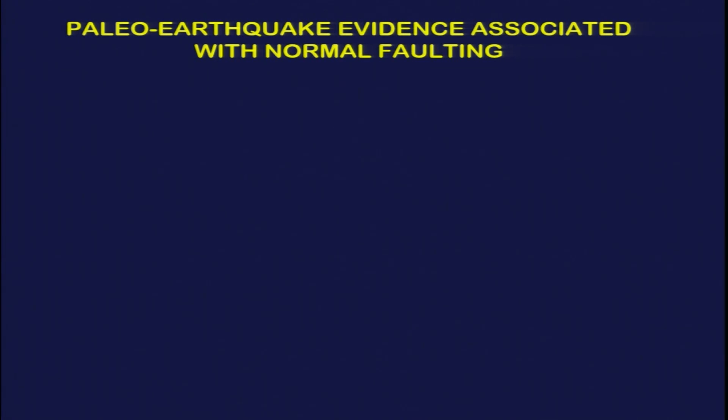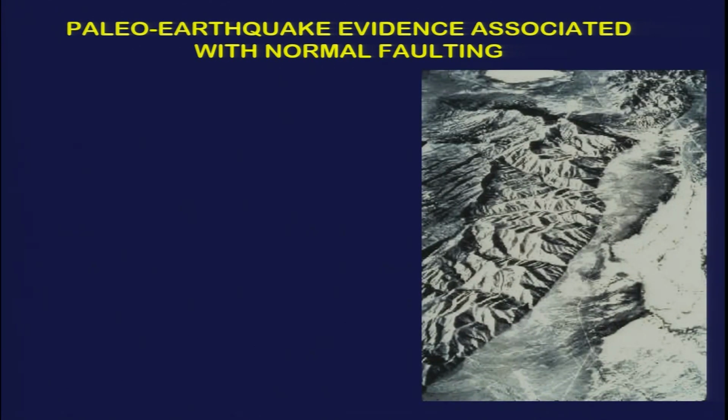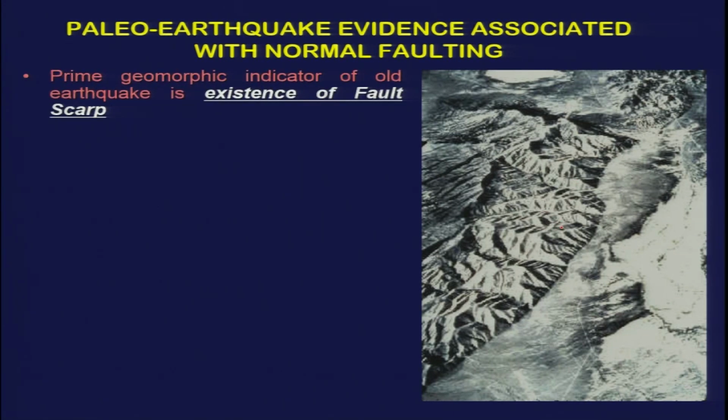Then paleo-earthquake evidence associated with normal faults. On the regional scale you can see a very sharp boundary between the plain areas and the hills or the mountains, which marks the normal faulting environment. The prime geomorphic indicator of an old earthquake is the existence of fault scarps. This we usually consider for all environments. Okay. So for any indicator of a paleo-earthquake, we consider that there has to be an existence of a fault scarp.